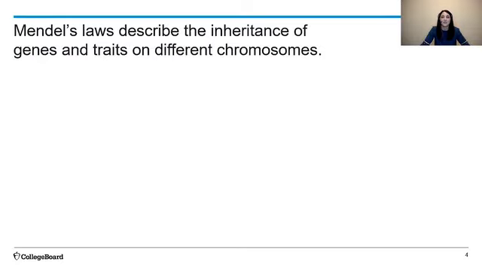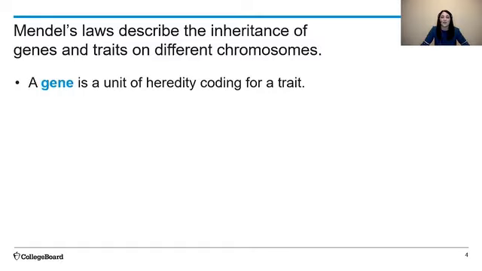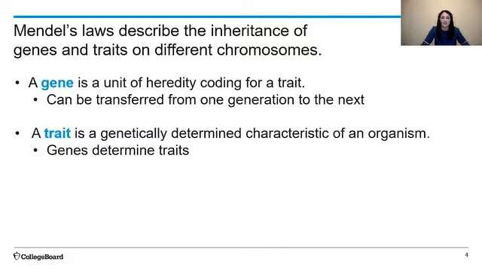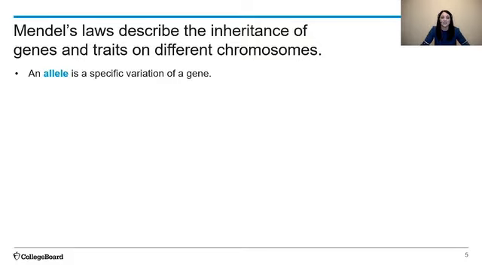So first we'll look at Mendel's laws, which describe the inheritance of genes and traits on different chromosomes. A gene is a unit of heredity that codes for a trait, and it can be transferred from one generation to the next. A trait is a genetically determined characteristic of an organism, and genes determine these traits. An allele is a specific variation of a gene, and organisms inherit their alleles from both parents. Organisms can inherit different alleles for the same gene, and they're often represented using letters, like a capital letter and a lowercase letter.